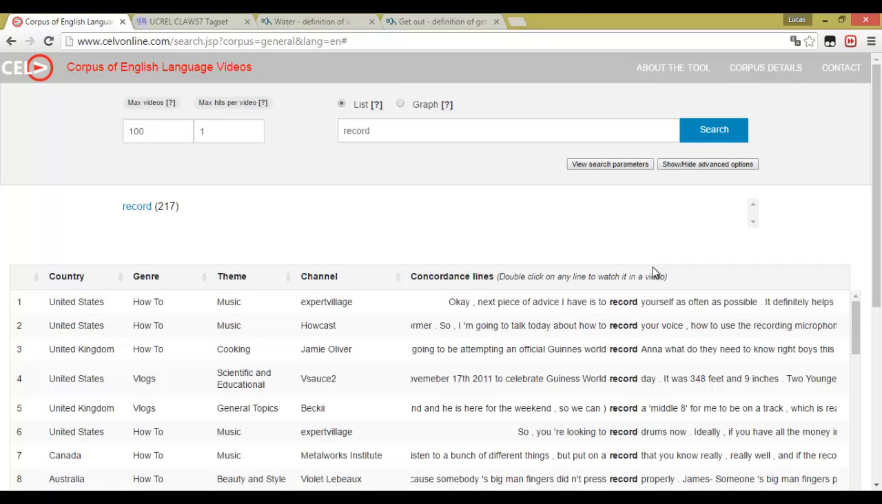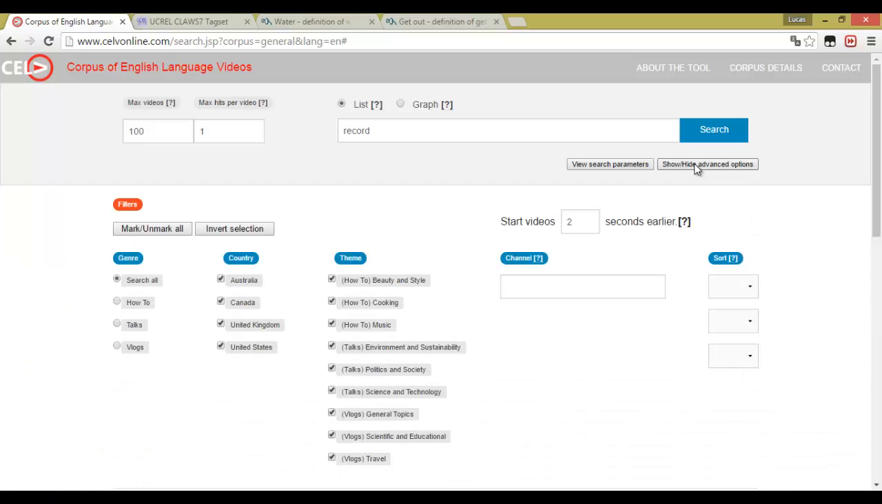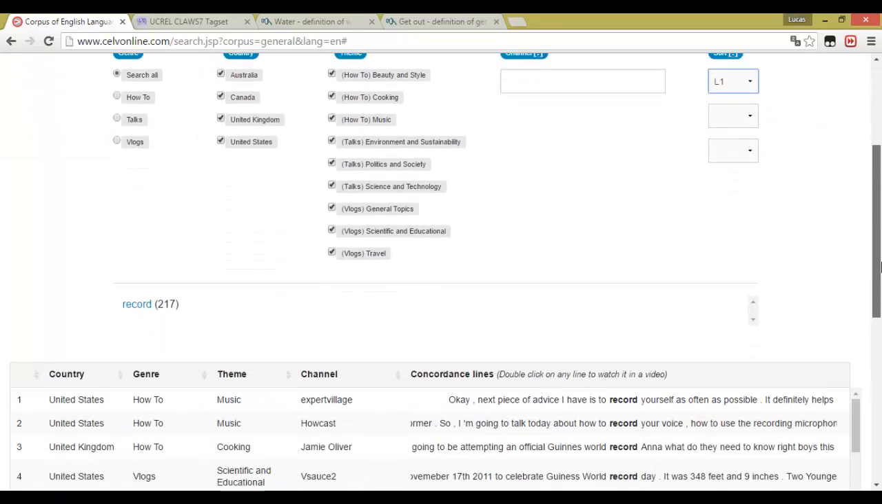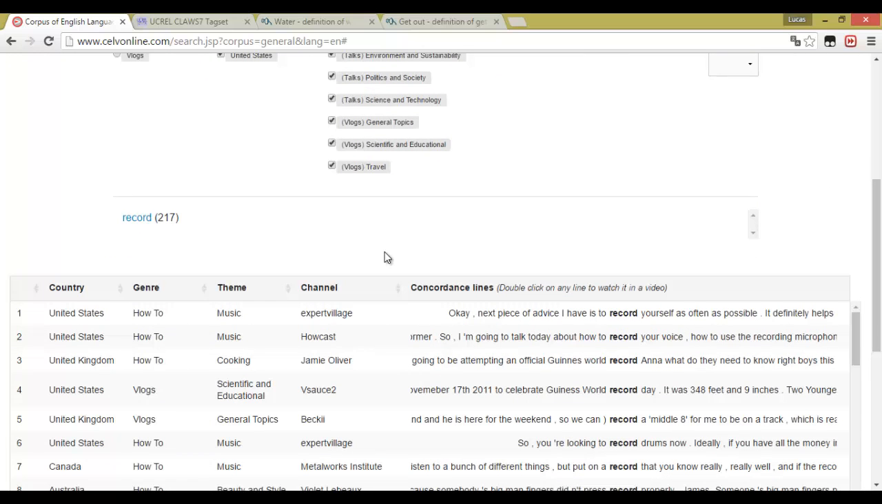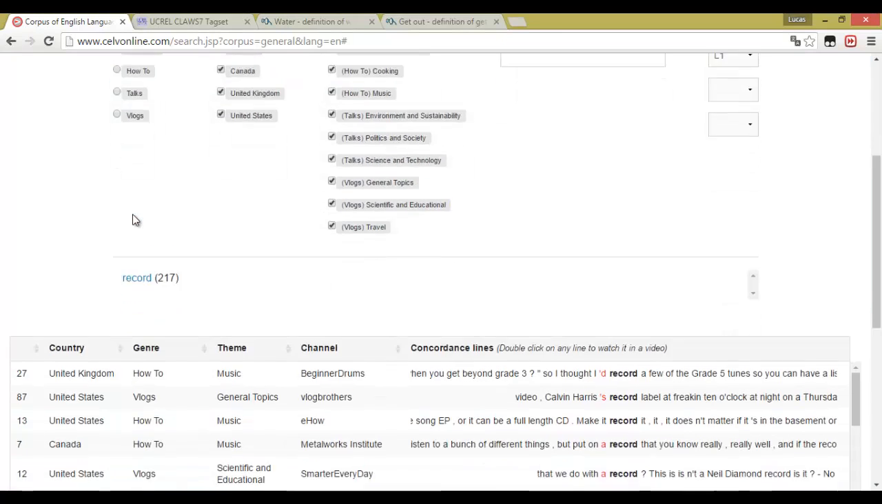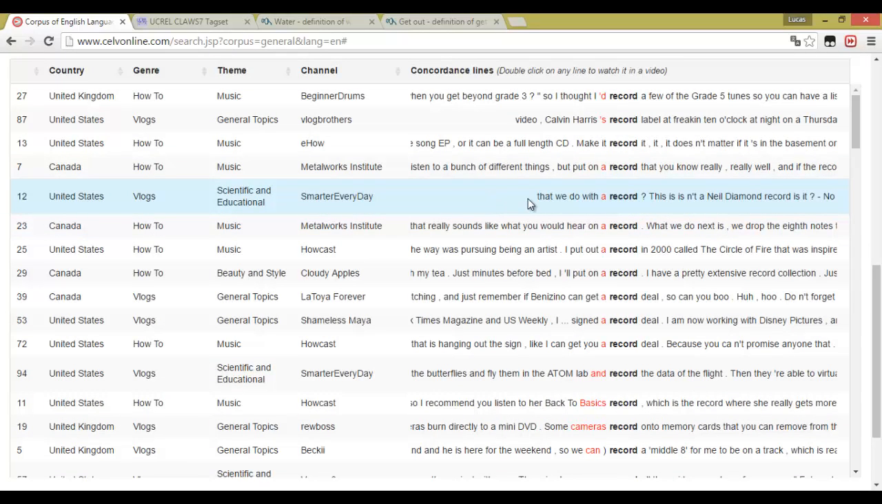We can facilitate the process of finding different stress derivations if we use the sort function by clicking on Show/Hide Advanced Options and then specifying one sort filter by the first word to the left of the search word, which is here represented by L1. If we click again on the word on the list, we generate the concordances again, but this time with the sort filter. One way to use this filter to find what we are looking for is to use our linguistic knowledge to our advantage. For example, we know that a word that appears after an article, such as a, and, or the, is usually a noun.